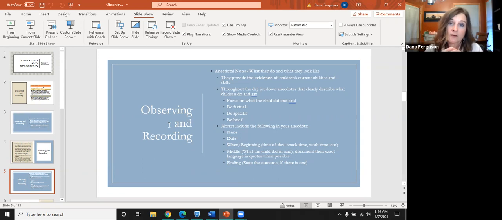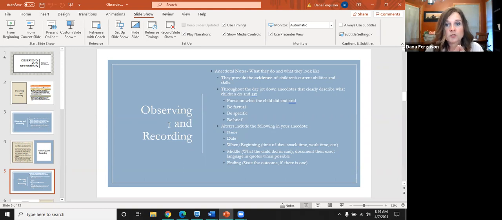So this is the evidence of it. Throughout the day, you would jot down anecdotes that clearly describe what the children do and what they say. So you're going to be focusing on what the child does and on what they say. You again want to be factual, you want to be specific, and you want to be as brief as possible.